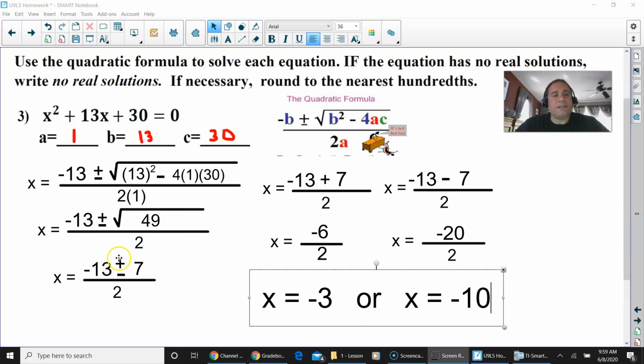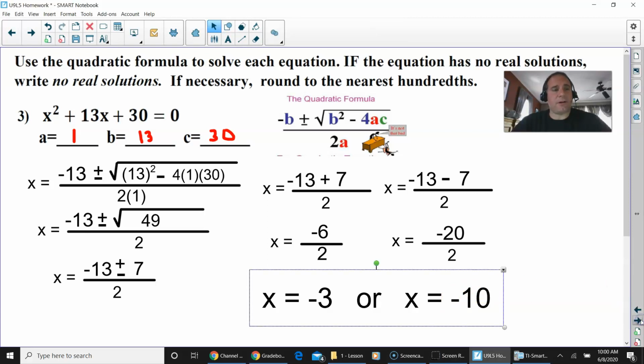So negative 13 plus or minus 7, divided by 2. I split them up over here, as you can see on the right hand side: negative 13 plus 7 divided by 2. That came out to negative 6 divided by 2, which is negative 3. That's one of the roots. And then you have negative 13 minus 7, which is negative 20. Negative 20 divided by 2 is negative 10. That's the other root. And that's it for that problem.